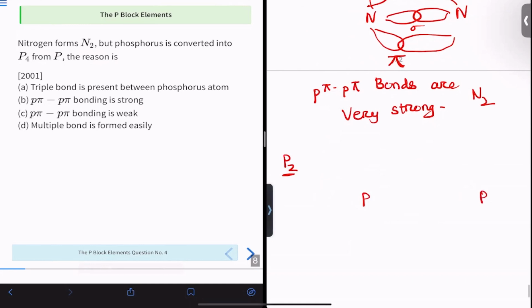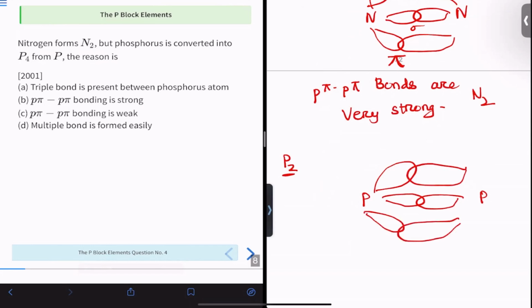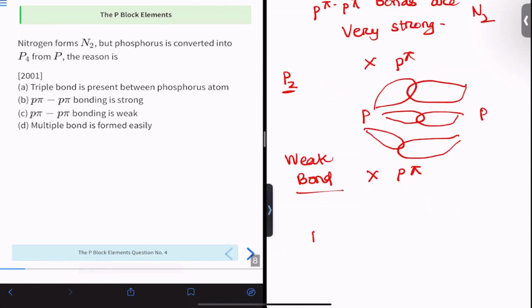But if in case P2 is formed, for phosphorus, these p pi bonds are not strong. These are very weak bonds. That is the reason why P2 is not formed. Phosphorus forms P4. Why? Because the p pi bond is very weak.